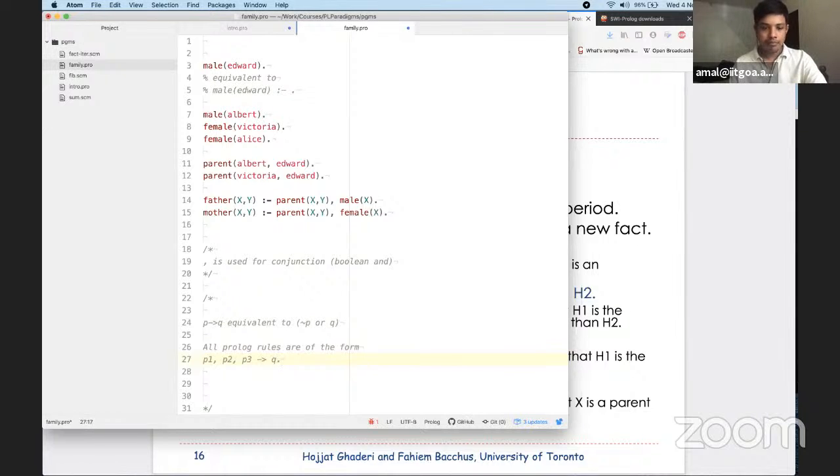This is how we write it: Q if P1, P2, P3. We write it in the reverse fashion. So P1, P2, P3 implies Q is what we will write as Q if P1, P2, P3. All right. Now, what is this equivalent to?